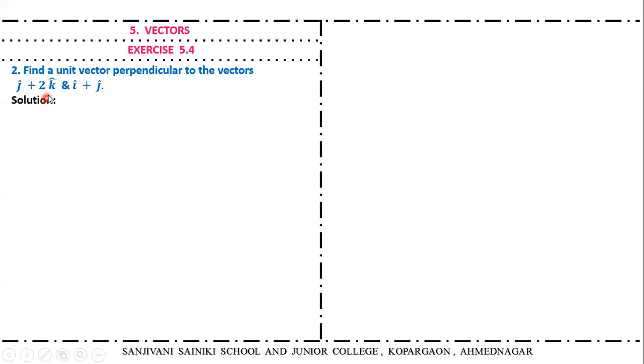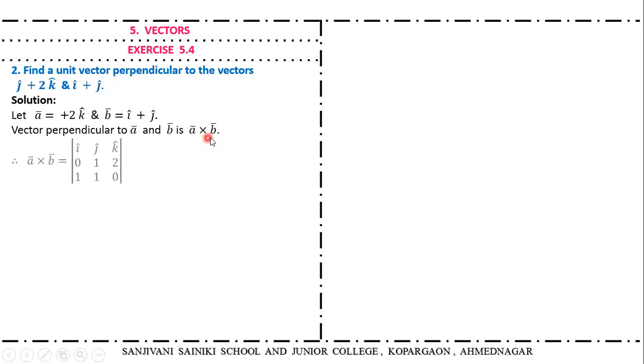Second problem: find a unit vector perpendicular to the vectors j plus 2k cap and i plus j. We have to find a vector which is perpendicular to both of these. How to find it? First, we will give names to the vectors. First vector is a bar and second vector is b bar. Now, we must know the vector perpendicular to a bar and b bar is nothing but their cross product. Always keep in your mind that the cross product of two vectors gives the vector perpendicular to the vectors a bar and b bar.